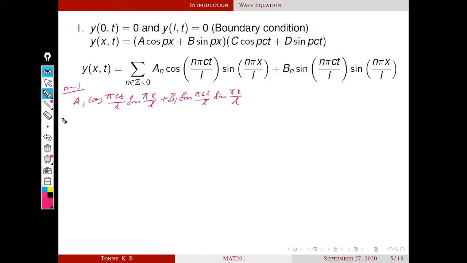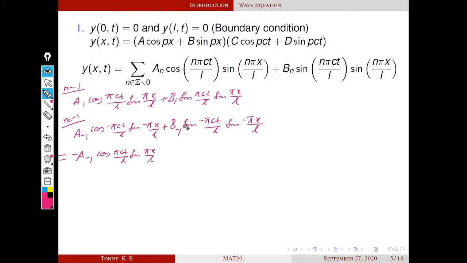And similarly, suppose n equal to minus 1. Then what is the term corresponding to minus 1? Cos minus theta is cos theta, so this becomes cos(pi ct by l), similar to this term. This is sin minus theta form, that is minus sin theta. So the first term is minus of sin, this also minus of sin. So minus minus plus.